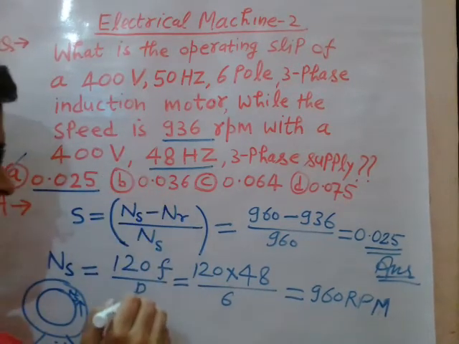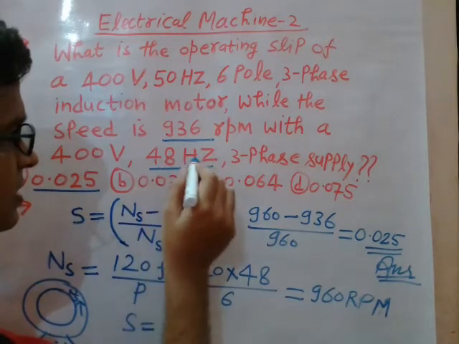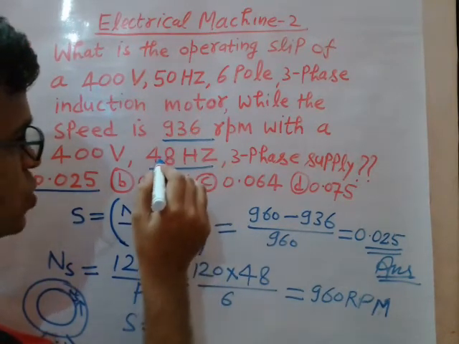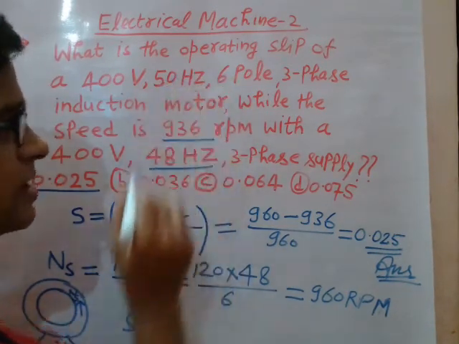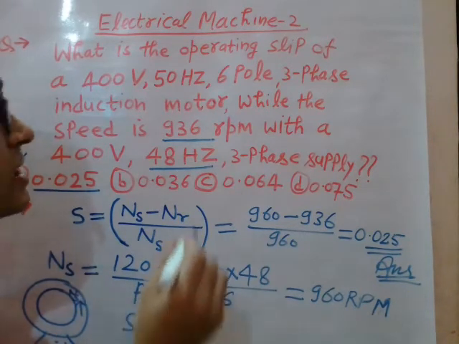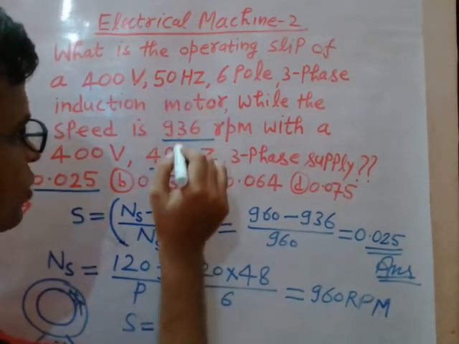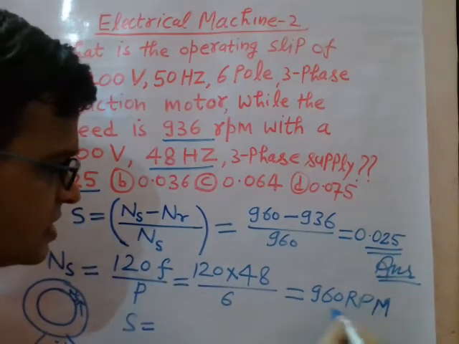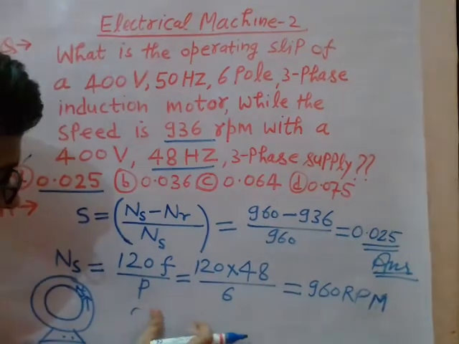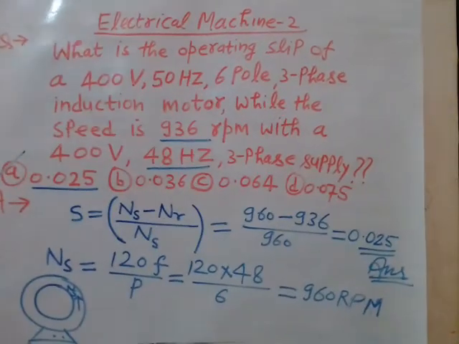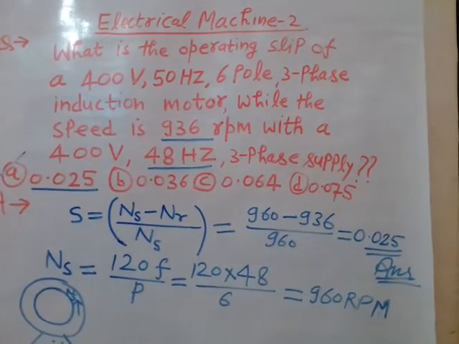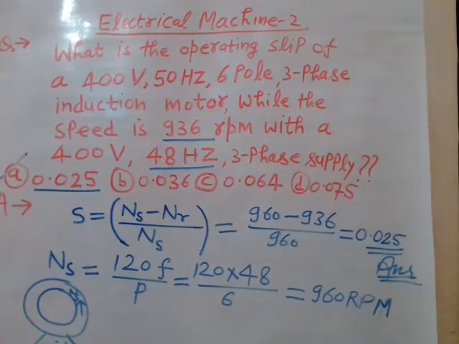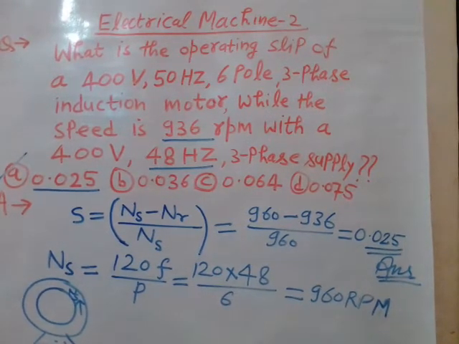Because in this case you are taking the rotor speed at 48 hertz, that is 936 rpm, and the rotating magnetic field synchronous speed corresponding to 50 hertz. Instead you should take the synchronous speed ns corresponding to 48 hertz, which is definitely 960 rpm. This point you have to take care of. So here option A is correct, because the synchronous speed corresponds to the applied stator frequency, which in this case is 48 hertz and not 50 hertz.